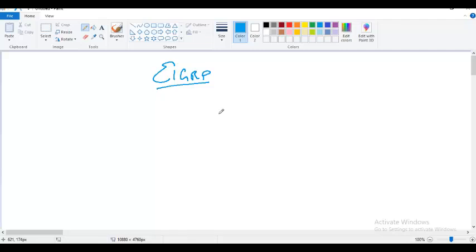EIGRP sends the hello packet, including the authentication string. Once authentication is done, only then the neighborship establishes and the updates will be sent.